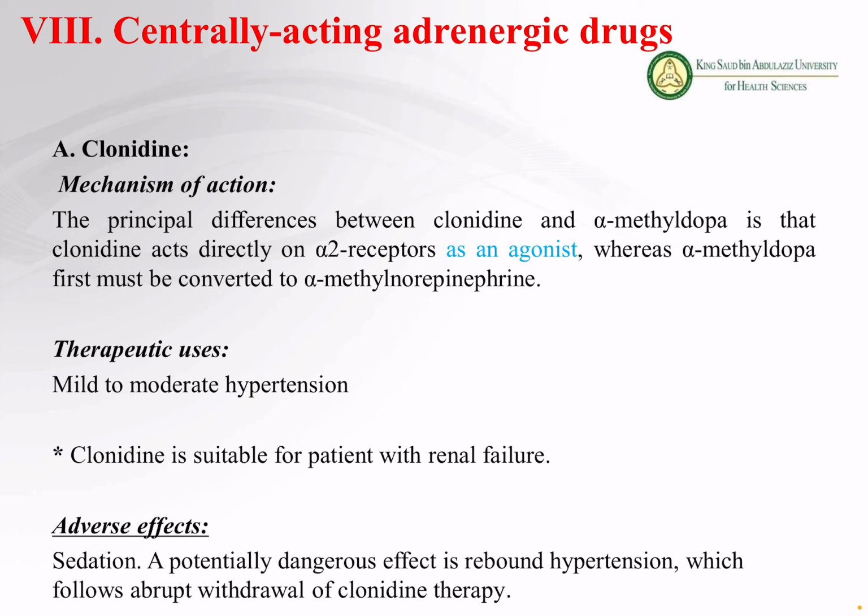The principal difference between clonidine and alpha-methyl dopa is that clonidine acts directly on the alpha-2 receptor, whereas methyl dopa first releases the neurotransmitter methyl norepinephrine, and then that activates the receptor. This also we discussed in the autonomic nervous system. The therapeutic use is for mild to moderate hypertension. Clonidine is suitable for patients with renal failure, but the adverse effects are sedation, and a dangerous effect is rebound hypertension, which follows abrupt withdrawal of clonidine therapy.